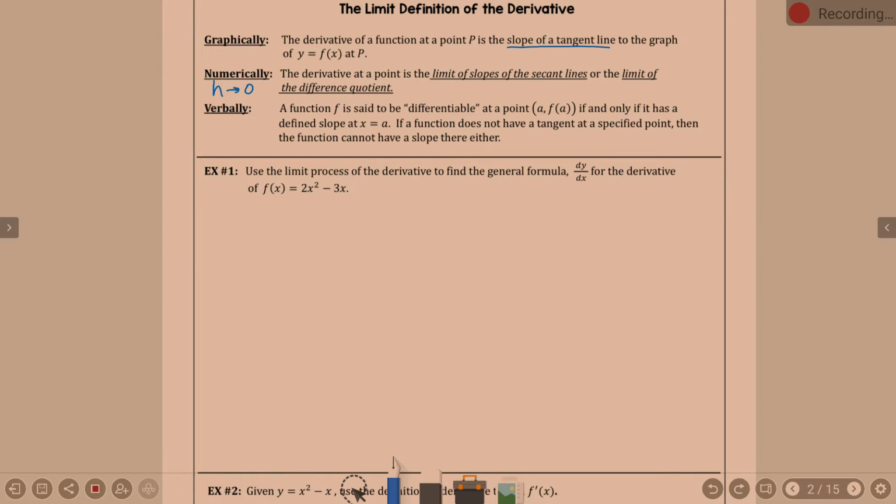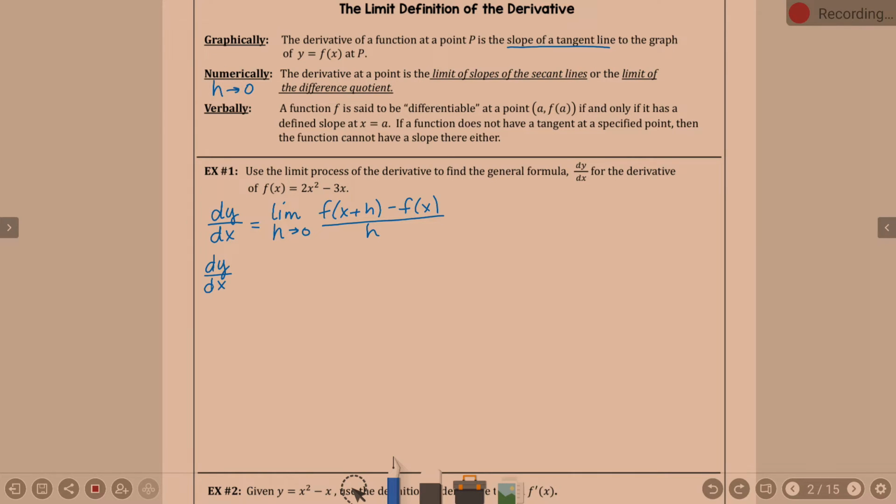Notation-wise, what does she throw in here? dy/dx. So in order to find dy/dx, I'm going to do the limit as h approaches 0 of f of x plus h minus f of x, all over h. That's the formula on the previous page. The only difference is that we're working with x's here, so you don't see the a plus h in the a. We're just sticking with x's. Are you ready?